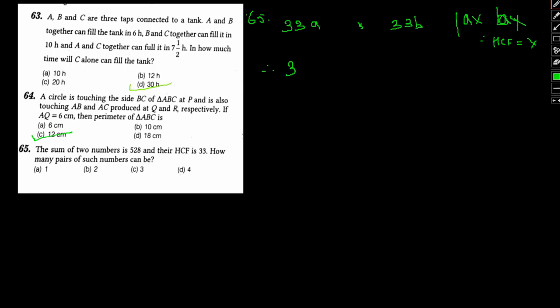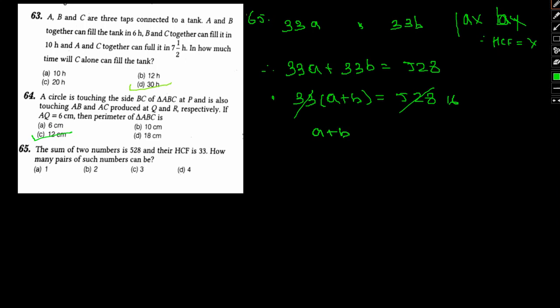Again also it can be written as 33A plus 33B can be written as 528. Okay, 33 times (A plus B) equal to 528. So if we further cancel the same, 16. So A plus B can be written as 16. Okay, so how can this be 16? Suppose it is 1, it comes out to be 15. Okay, we can get that.